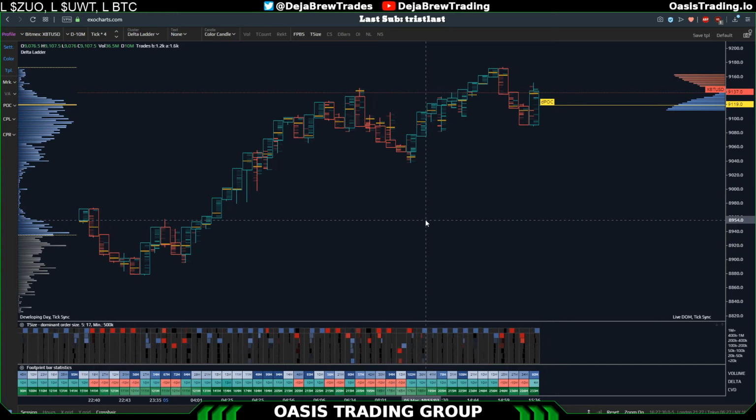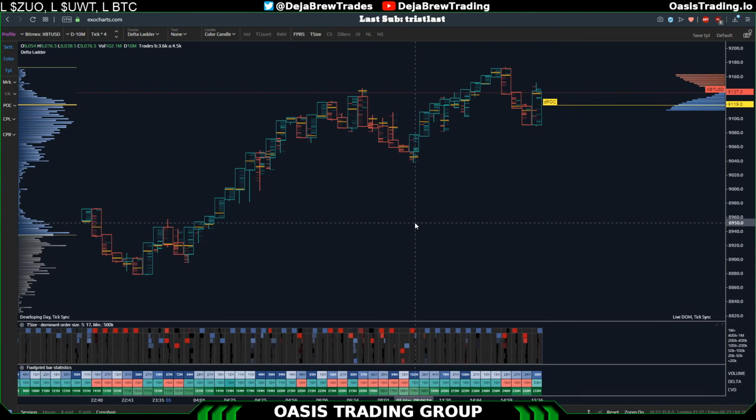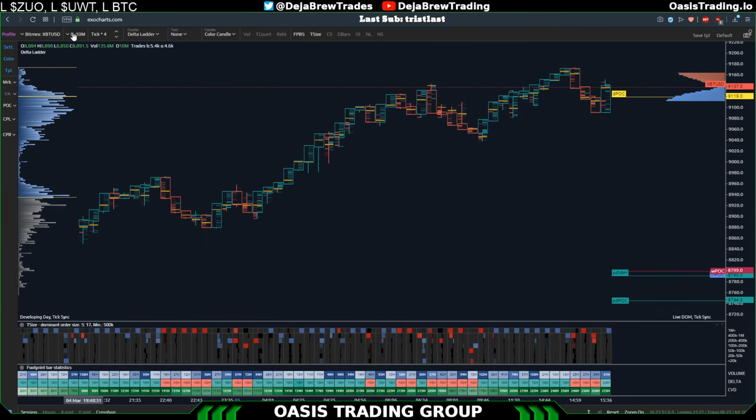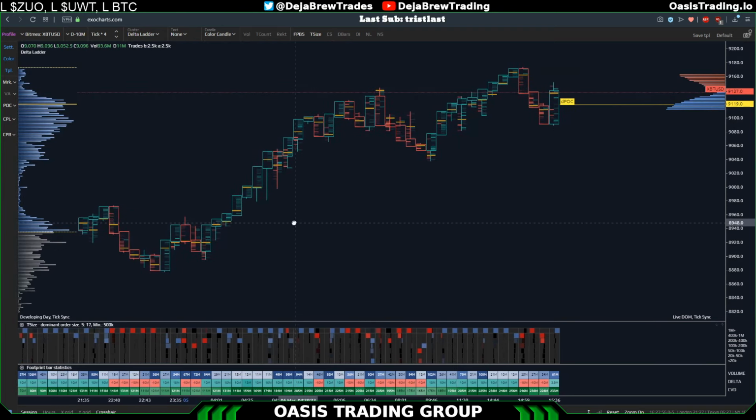What I look for on Bitcoin, first off, let me explain what Delta is. Delta, if you guys don't know what that is, is the difference in buyers and sellers. If we see a green Delta bar, you see these green bars going up, red bars going down, depending on what Delta chart you're using, I'm using Delta 10 million. What these bars are showing me is every time there is 10 million more buyers than sellers, based on volume, it's going to create a new bar.